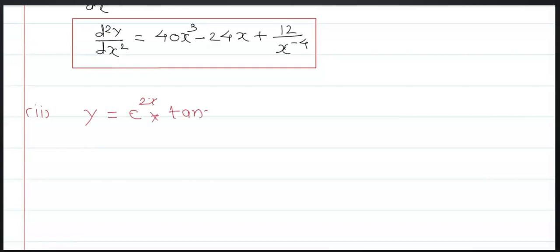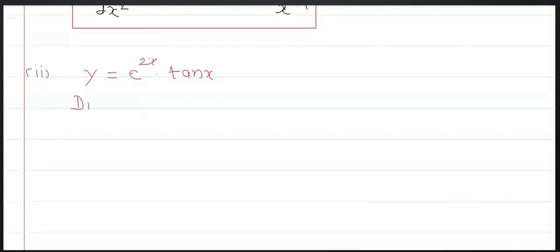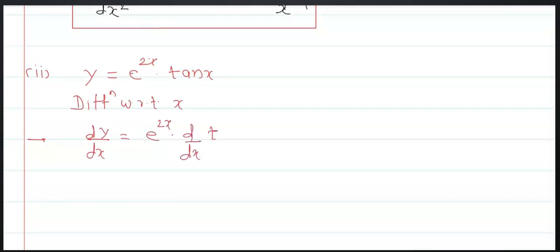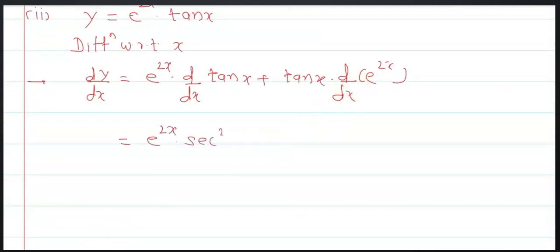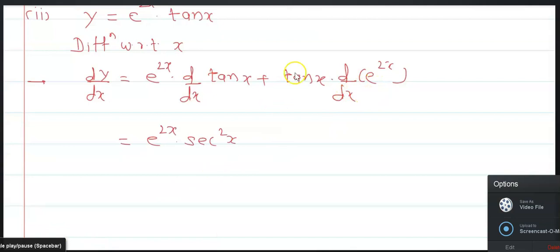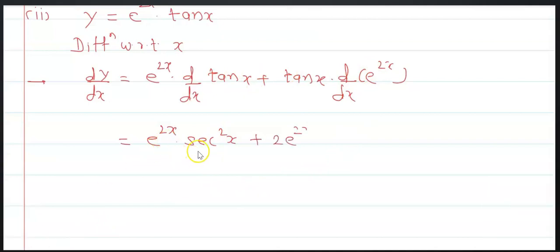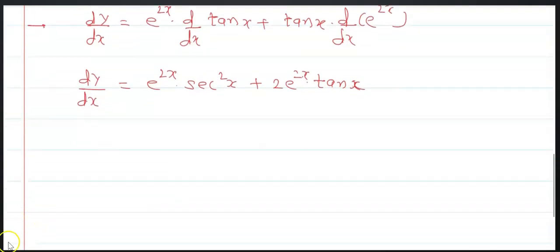y is equal to e raised to 2x into tan x. Now differentiate this with respect to x. Therefore, applying the product rule, dy by dx is equal to e raised to 2x into d/dx of tan x plus tan x into d/dx of e raised to 2x. The derivative of tan x is sec squared x, and the derivative of e raised to 2x is e raised to 2x into d/dx of 2x, which is 2. So e raised to 2x into sec squared x plus 2 e raised to 2x into tan x. This is the dy by dx.